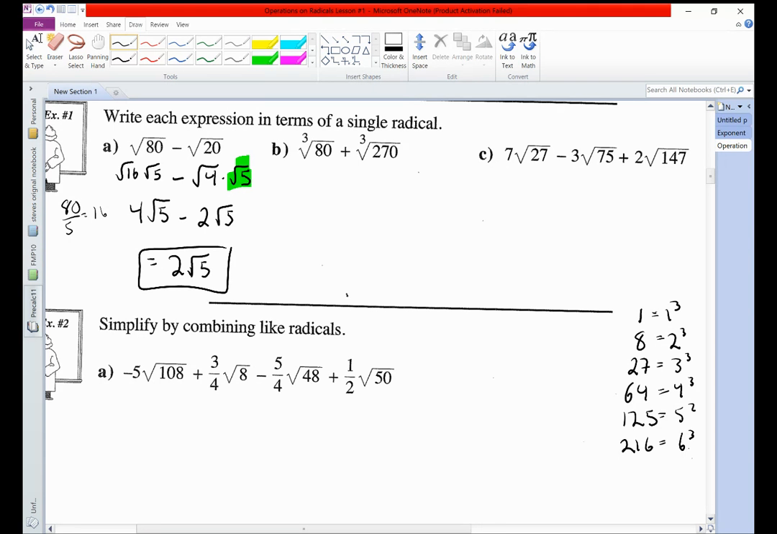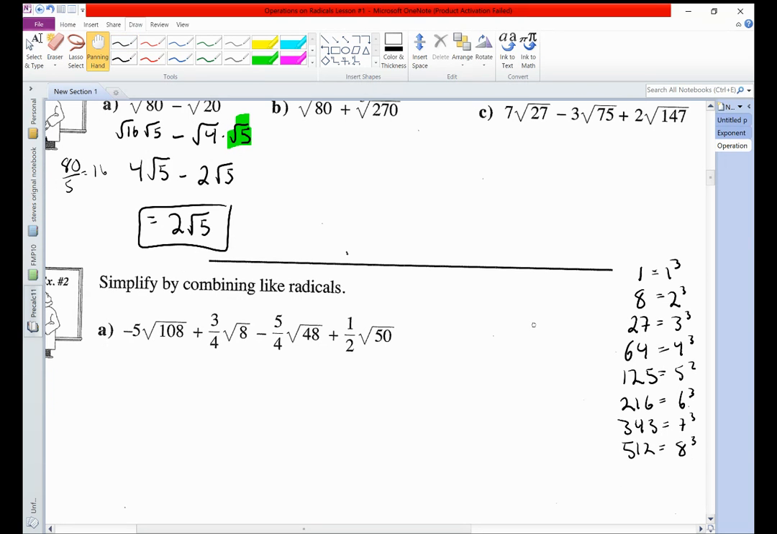is 6 cubed, 343 is 7 cubed, 512 is 8 cubed, 729, not 79, 729 is 9 cubed, and obviously 1000 is 10 cubed.